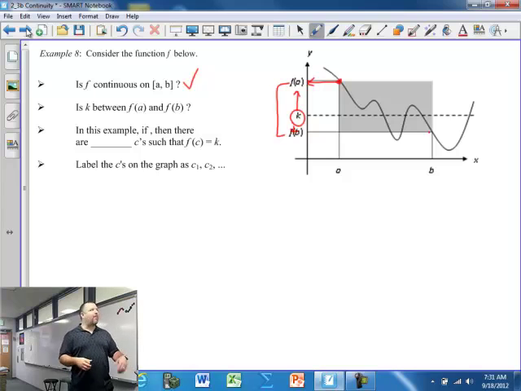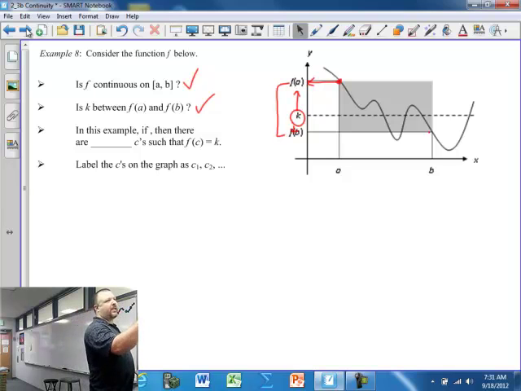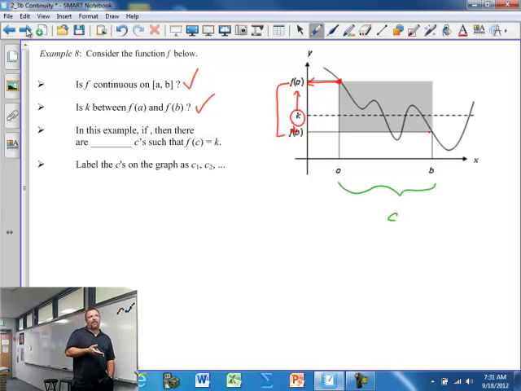So yes. In this particular example, how many times does f of c equal K? In other words, how many c values between A and B give me a y value equal to K? Well, in this case, there are 1, 2, 3. So there are 3 C's. How many does the intermediate value theorem guarantee me? One single answer. But at least one. 3 is at least one. Okay. So label them as C1, C2, C3. So this is C1, this is C2, this is C3.